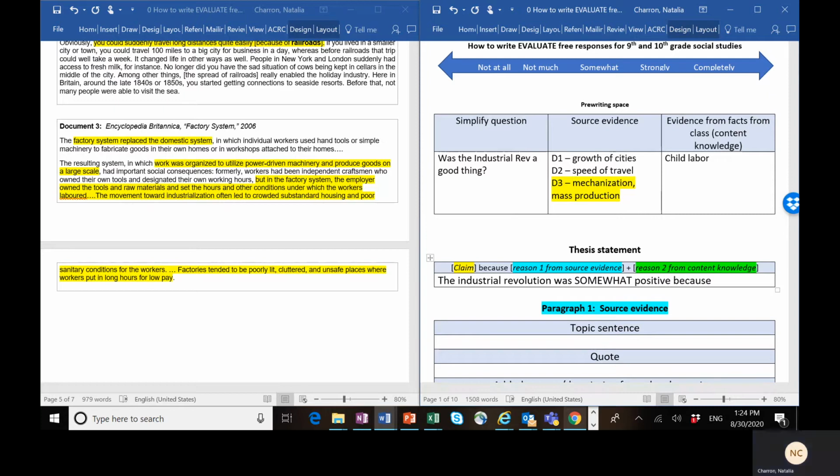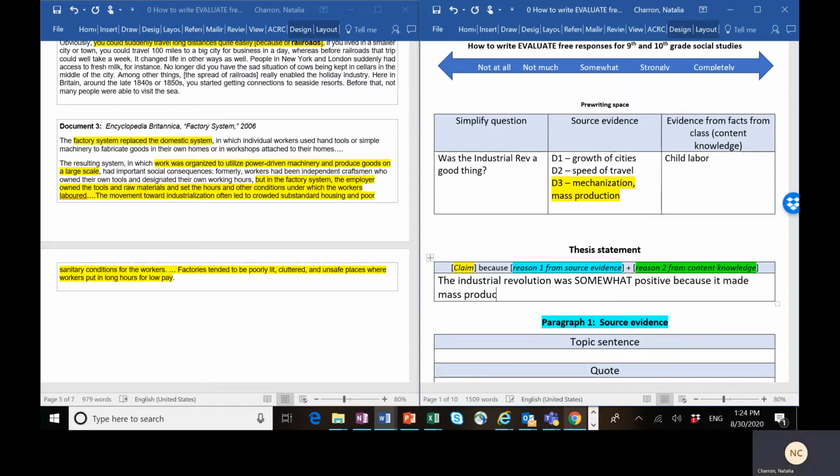Because my source evidence tells me it made mass production possible. My content evidence tells me it also involved child labor.